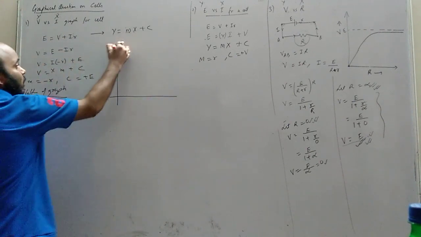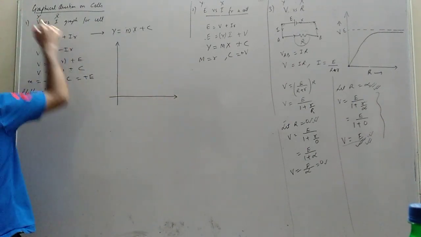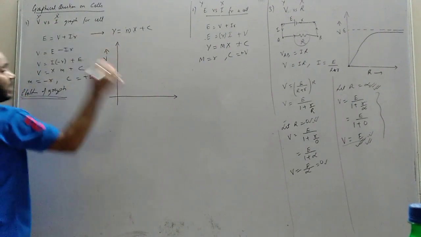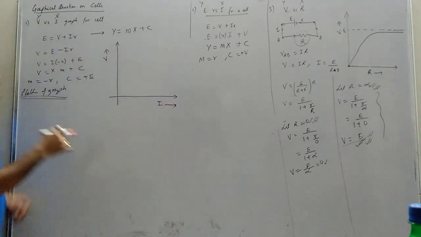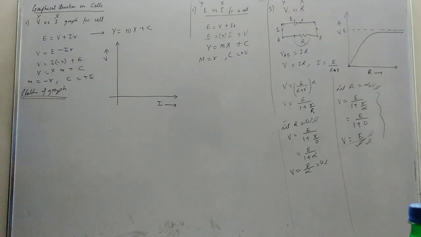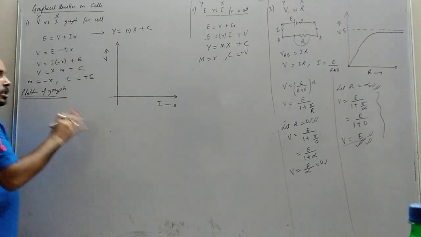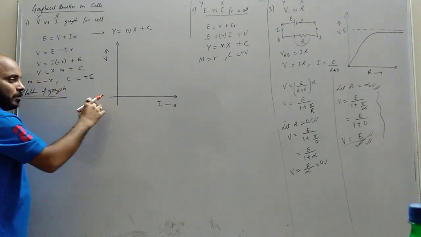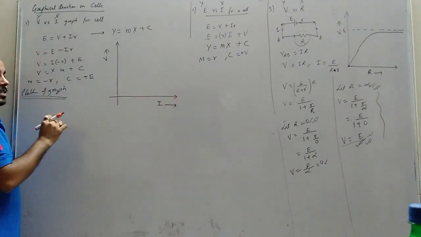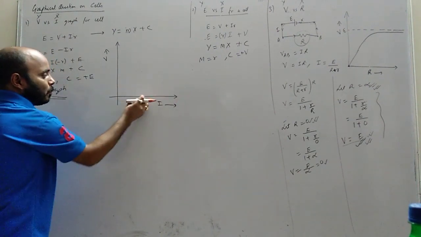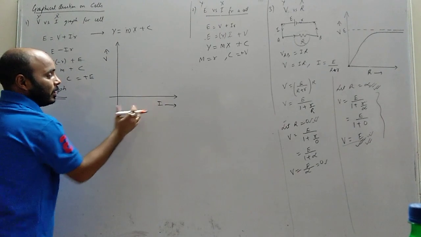Now, what is my y-axis? V. What is my x-axis? I. Now, for plotting a graph, we need points. How to find the points? Try to find one point on the x-axis. On the x-axis, how do the points look? Their y-coordinate is always 0.